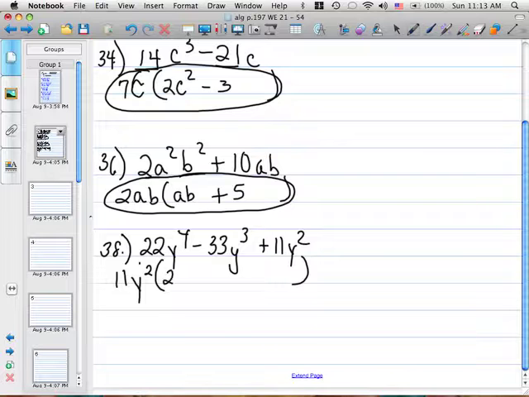And 7 goes into negative 21, negative 3, and we have the c. So those are our factors, 7c times 2c squared minus 3.